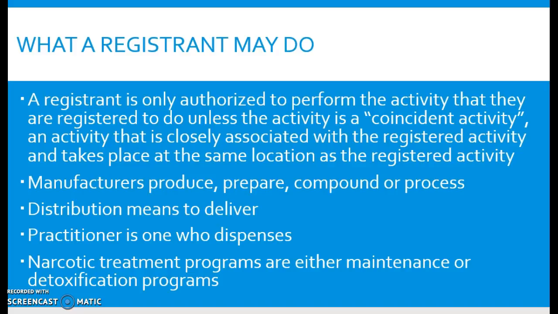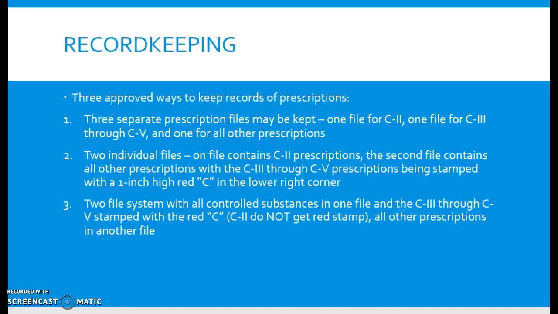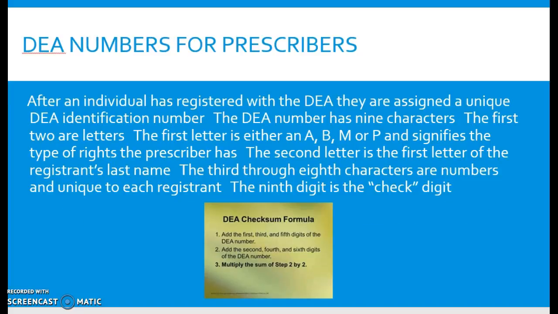There are lots of things about the different ways to record keep, so make sure you're familiar with the different ways of record keeping. These are the 3 approved ways, so make sure you're familiar with those. And then also knowing about DEA numbers. Make sure that you know how to use this checksum formula.